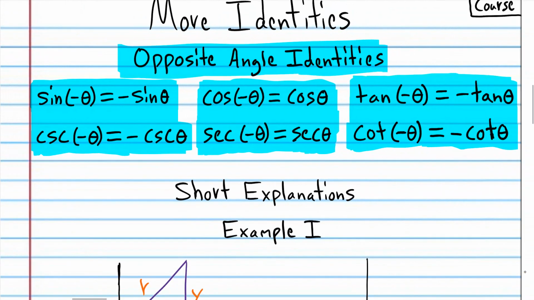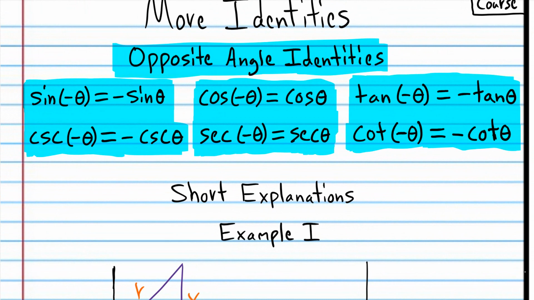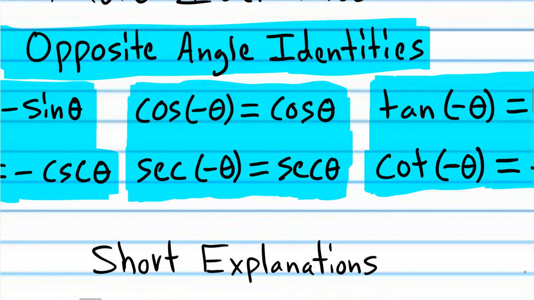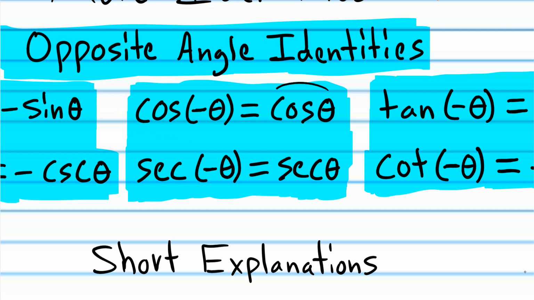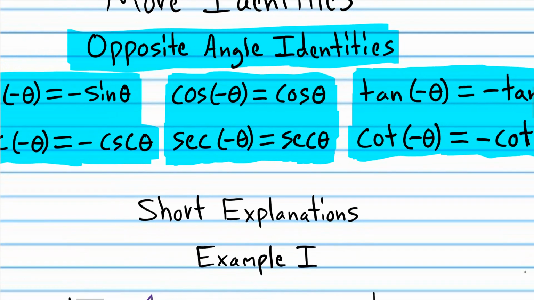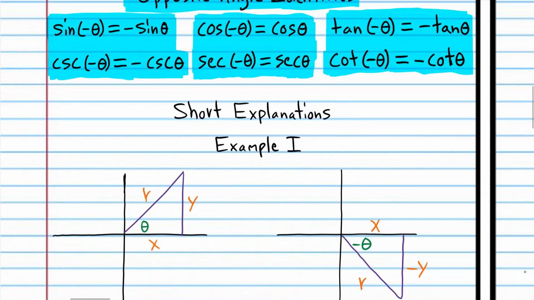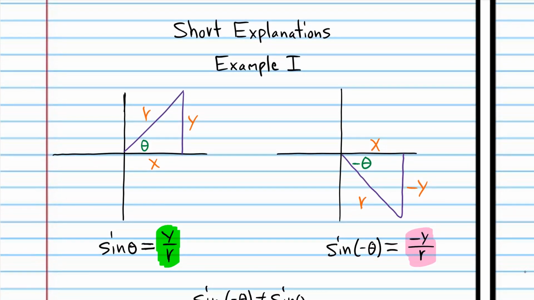So you're going to want to get a picture of these opposite angle identities. And as you can see, with cosine and secant, the negative really just disappears. The cosine or secant of a negative angle is equal to the cosine or secant of the corresponding opposite angle, the positive angle. So let's talk about why that is true.